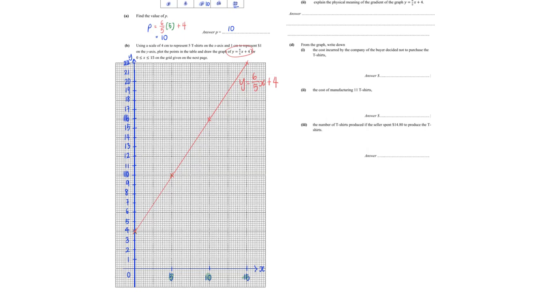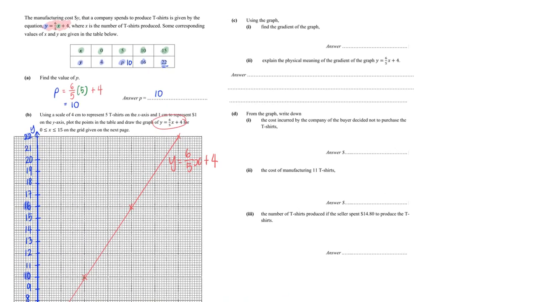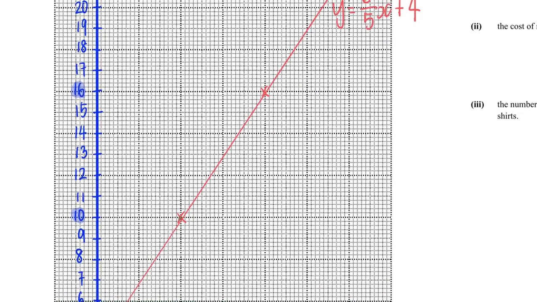Now, using this graph, we are going to find the gradient of the graph. And so, using the graph to find the gradient, we would then have to find 2 points. I am going to make use of these 2 points now. This will be my 10, X is 10, Y is 16, and X is 5, Y is 10.